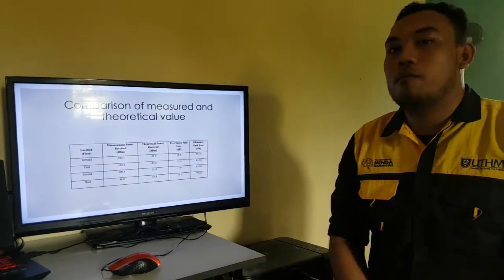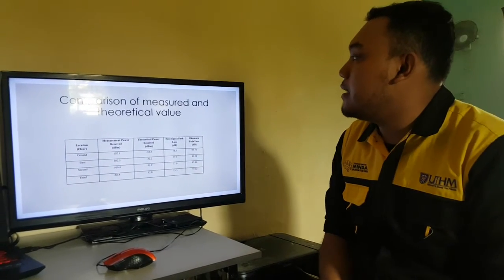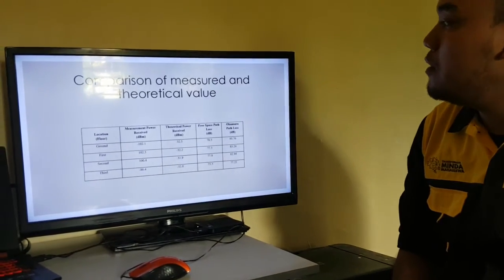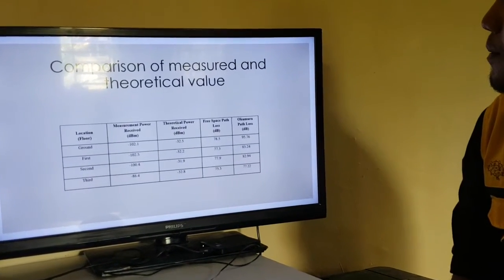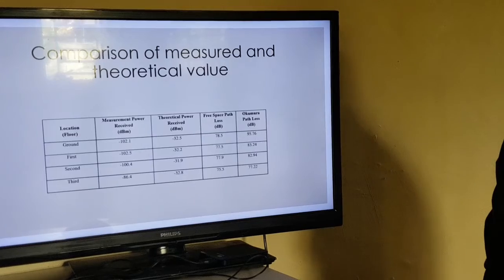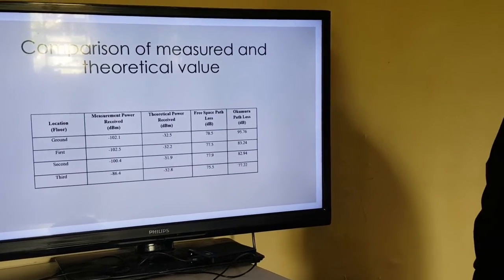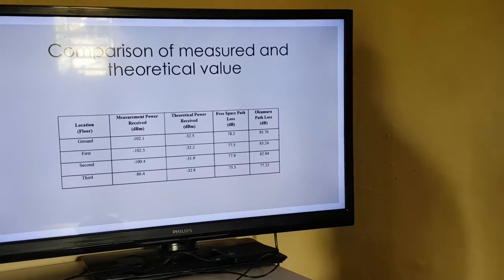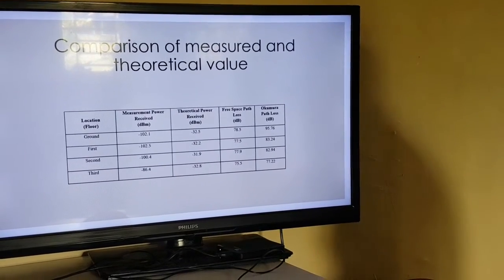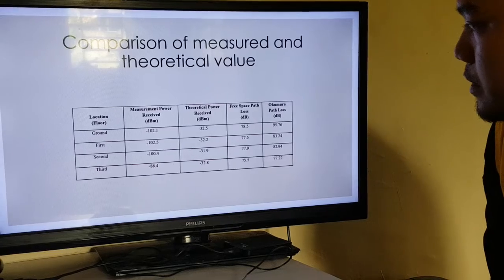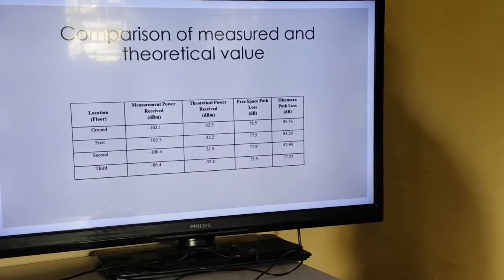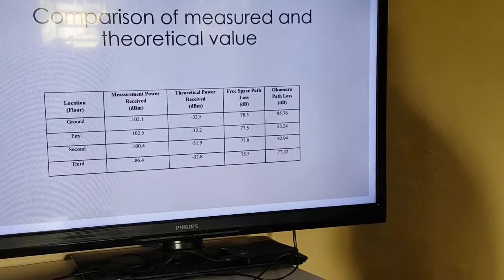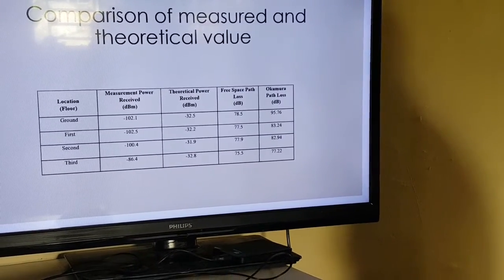So this is the comparison of the measured and the theoretical value from the power received on the ground floor. The measured power received was negative 121 dBm, on the first floor negative 102.5 dBm, the second floor was 100.4 dBm, and the third floor is 36.4 dBm.